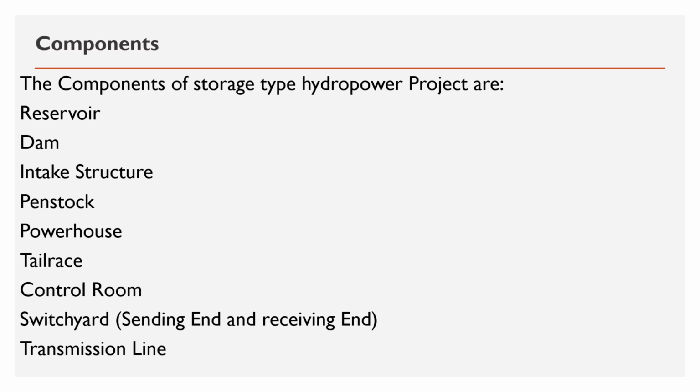The components of storage type hydropower project are reservoir, dam, intake structure, penstock, powerhouse, tail race, control room, switchyard, transmission line. Now let's describe all of them in brief.